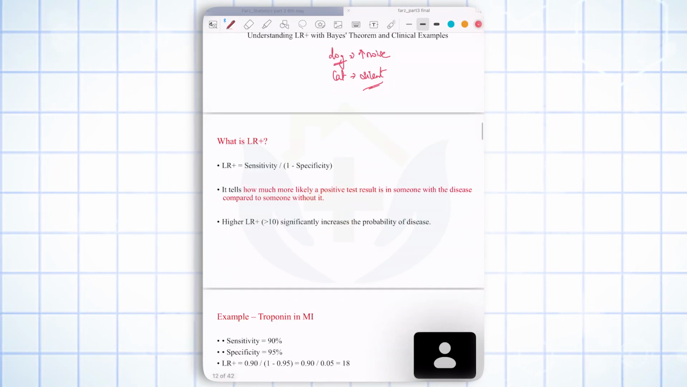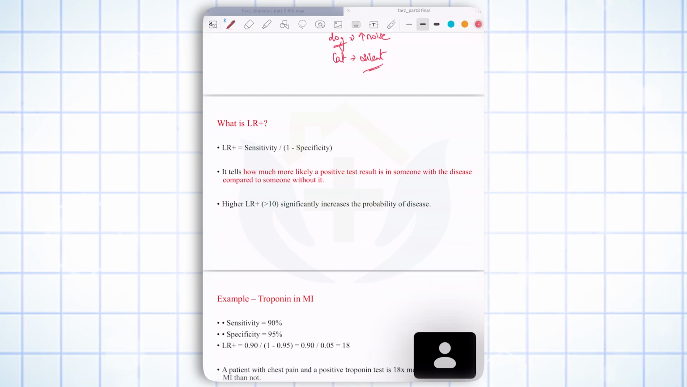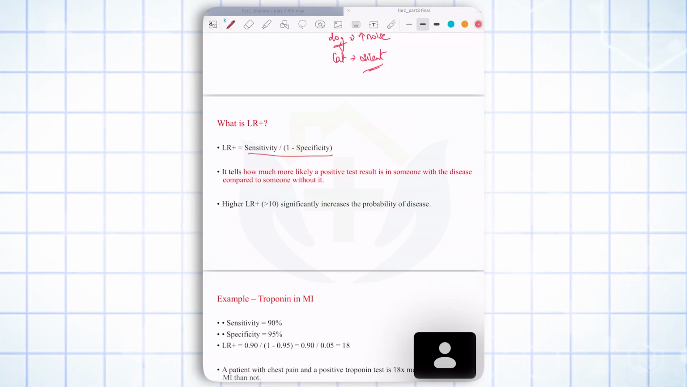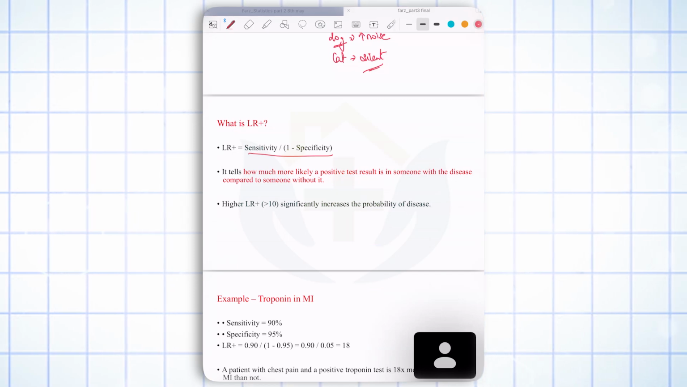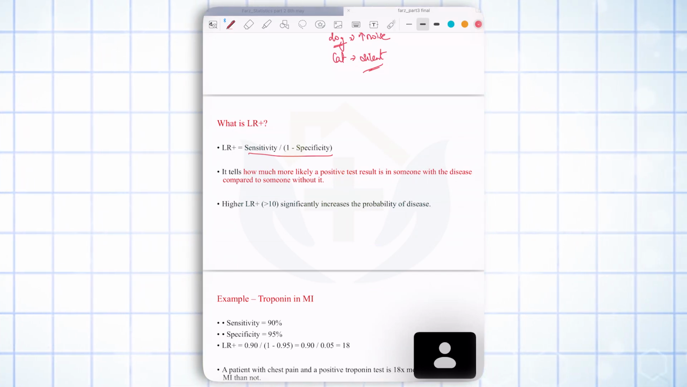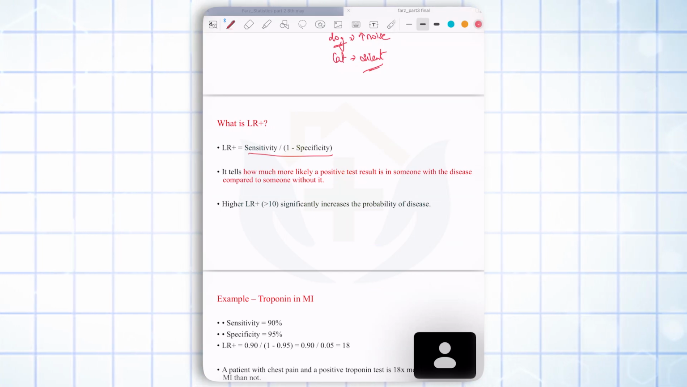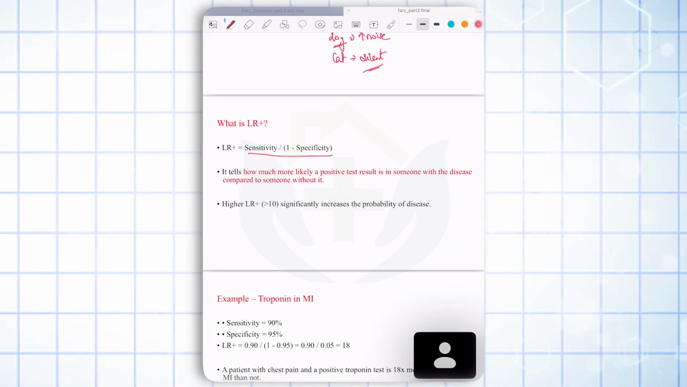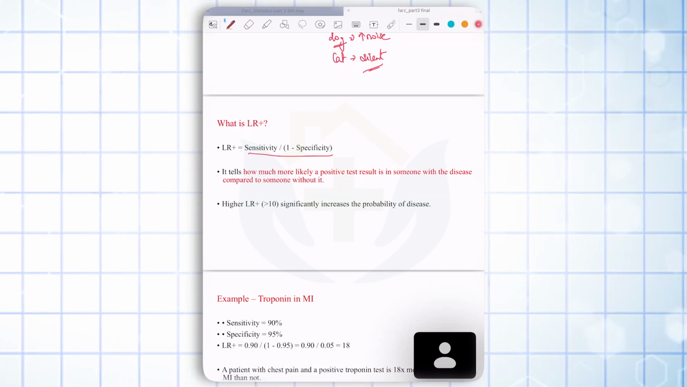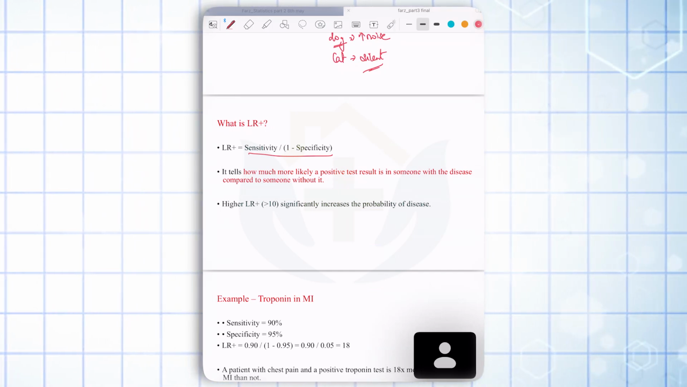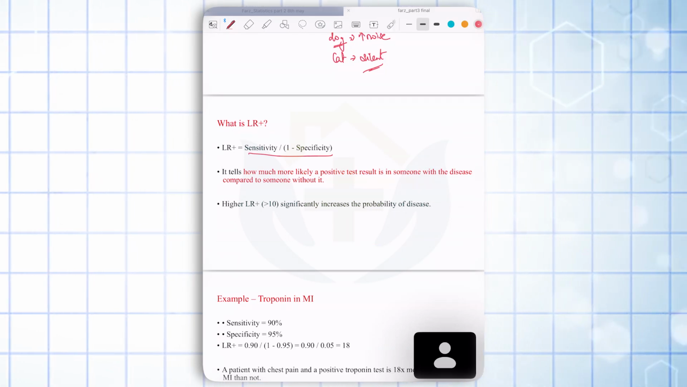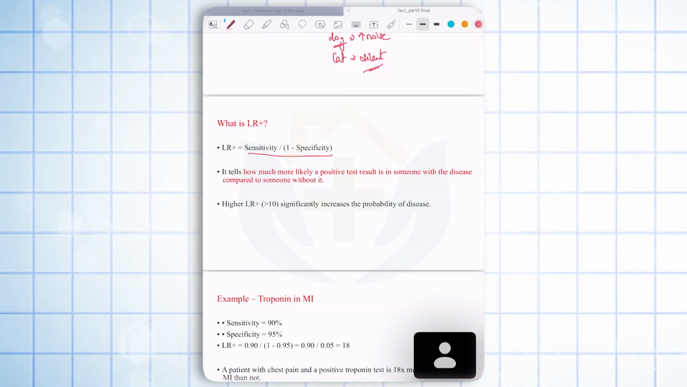So what is a positive likelihood ratio? That is given by a formula: sensitivity divided by 1 minus specificity. What does it tell us? How much more likely a positive test is in someone with a disease compared to someone without disease. For example, you do a troponin. If the troponin is elevated, the patient is more likely to have a myocardial infarction. The chance that a troponin will be elevated is higher in a patient with myocardial infarction than in a patient without myocardial infarction.